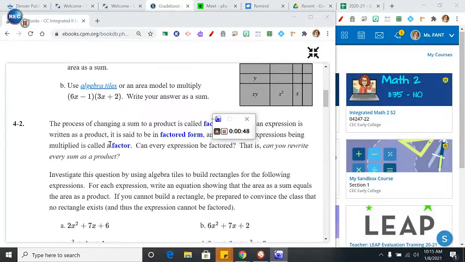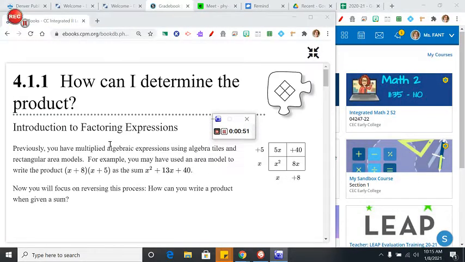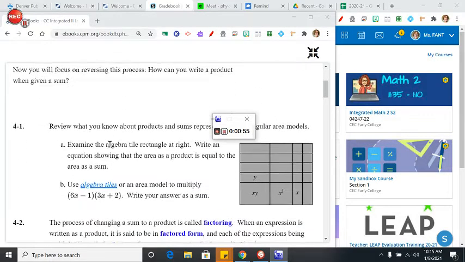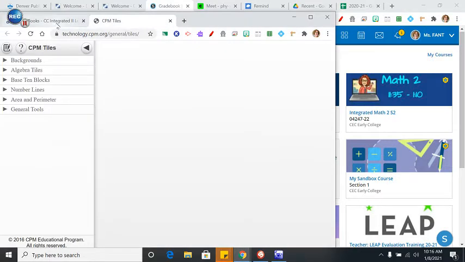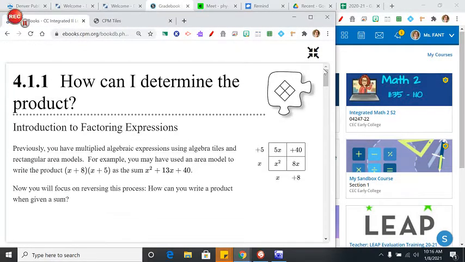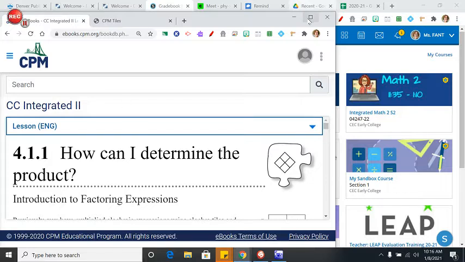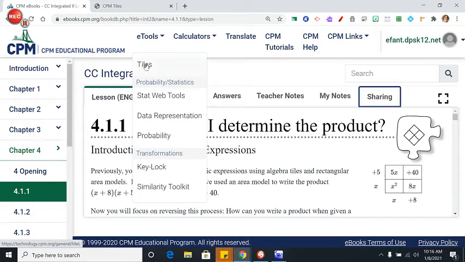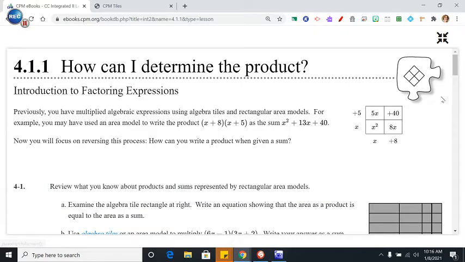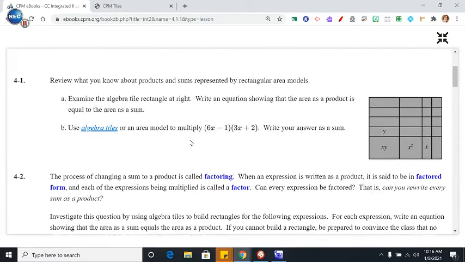Okay, and if you look at 4-1, so this is 4.1.1 in the ebook, and the tiles, there's a link to the tiles in that first problem. You can also get to it if you're on the ebook and you're looking at the whole entire screen, right here there's a link to get to the tiles. Okay, I kind of like to use this button right here and clean it up.